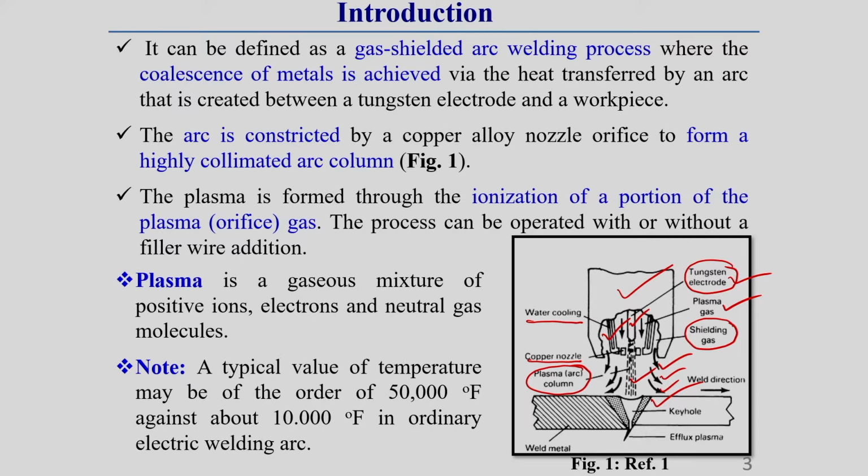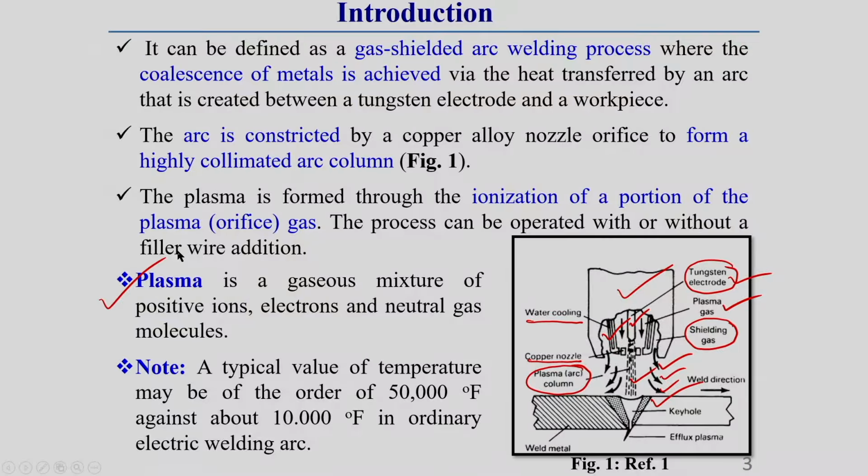So plasma is a combination of ionized gas. There can be some non-ionized gas molecules, and there can be ions and electrons. That is what I have written. So, plasma is a gaseous mixture of positive ions, negative electrons and neutral molecules. Whatever plasma you have seen here is generally a combination of a gaseous mixture.